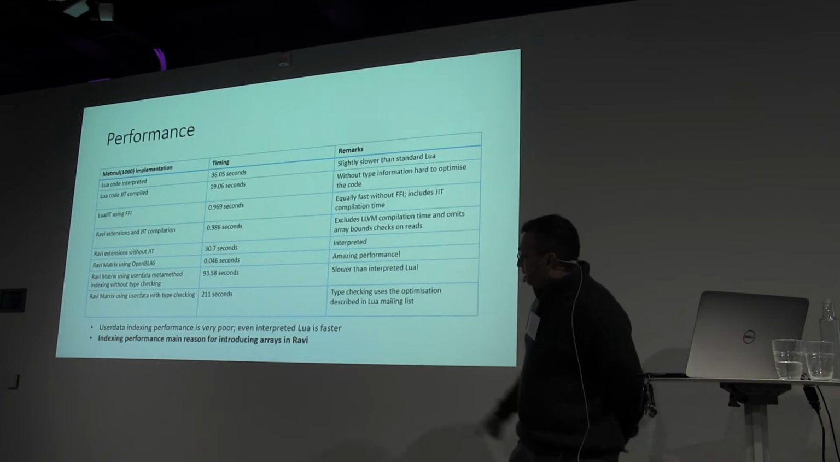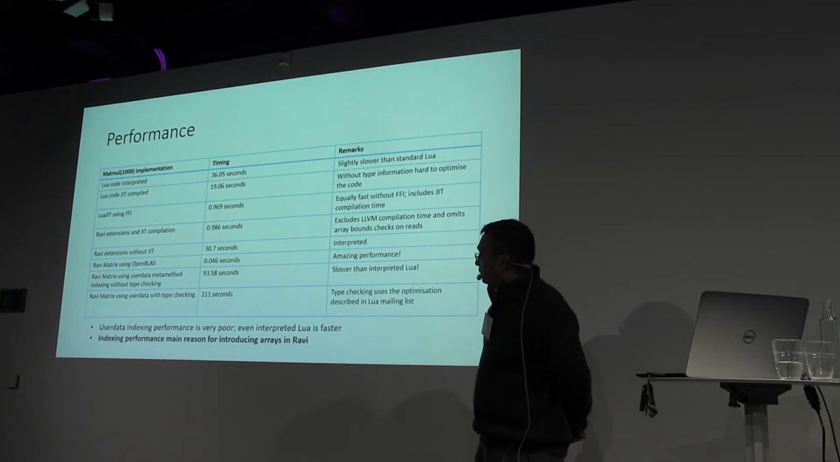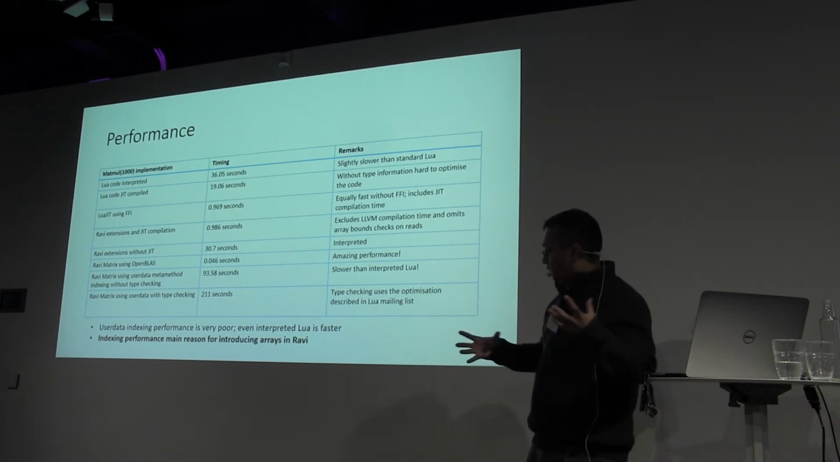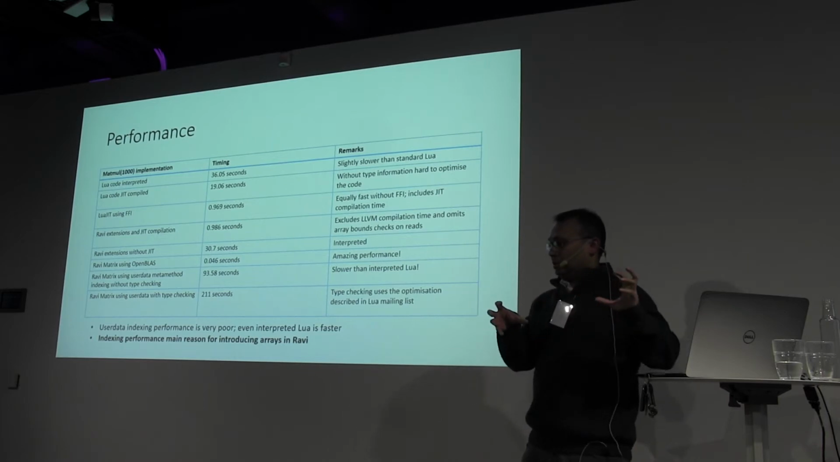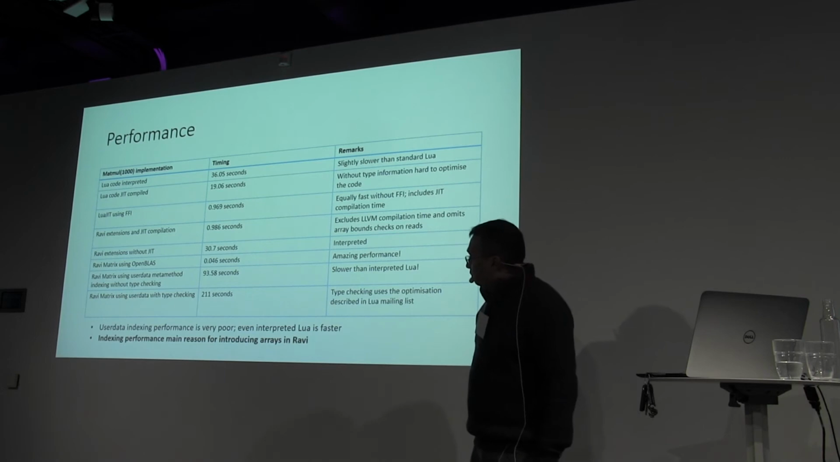And if you add type checking to that, user data without type checking takes several, 3 times more time to run. And if you add type checking, and this is an optimized type checking based on things I found on the Lua mailing list, where you assign the key to a void pointer and so on, it is very, very slow.